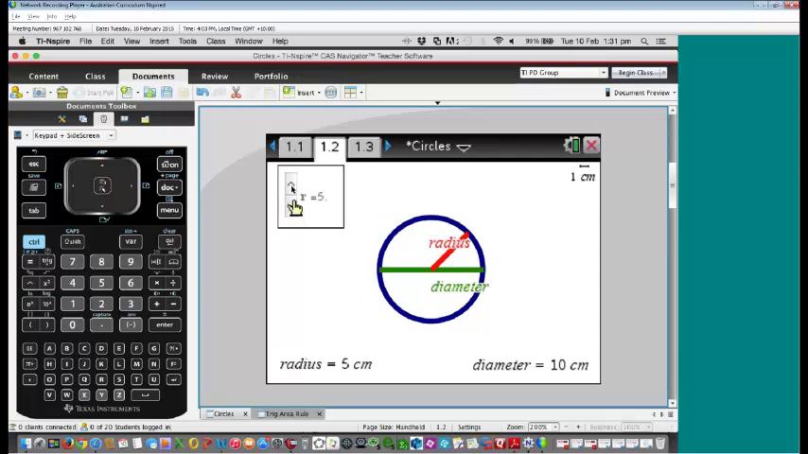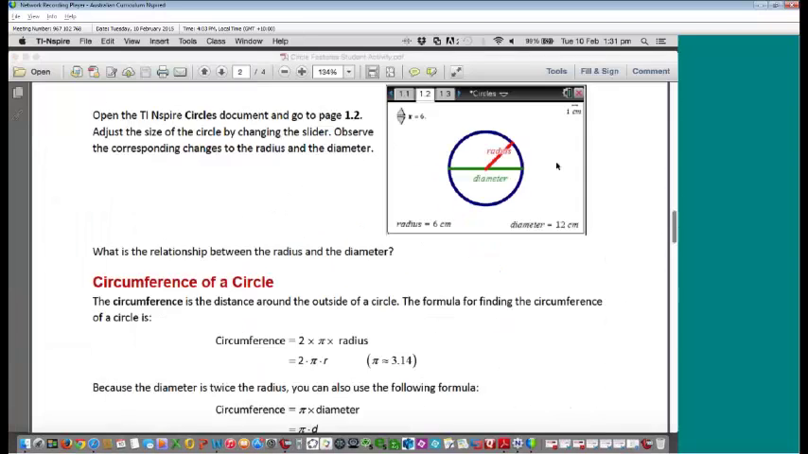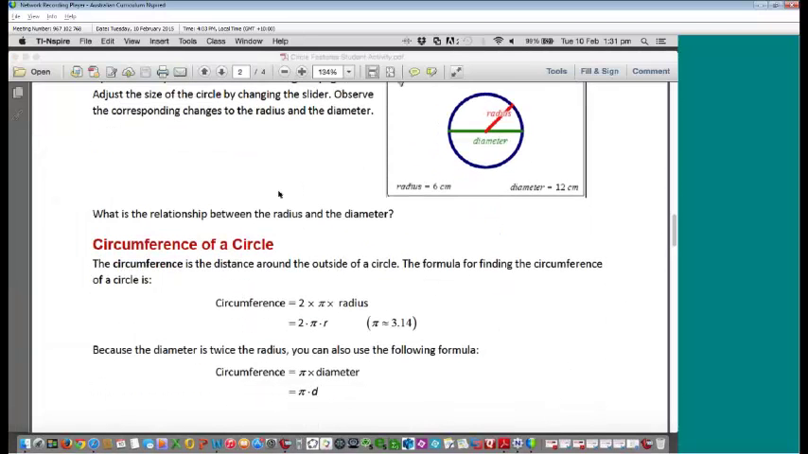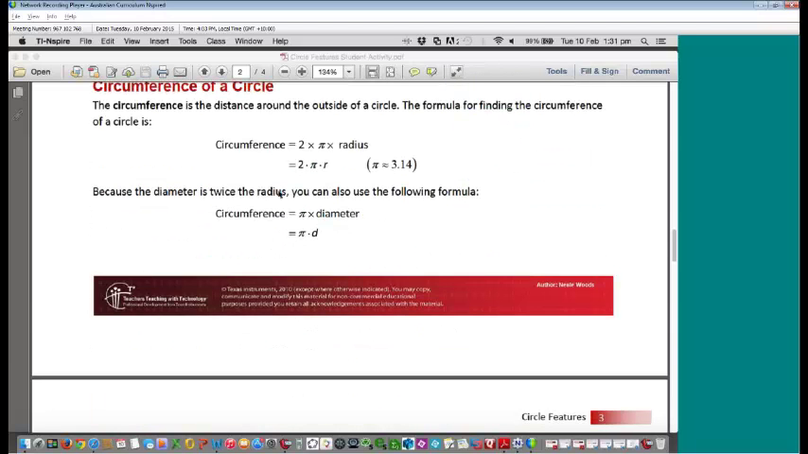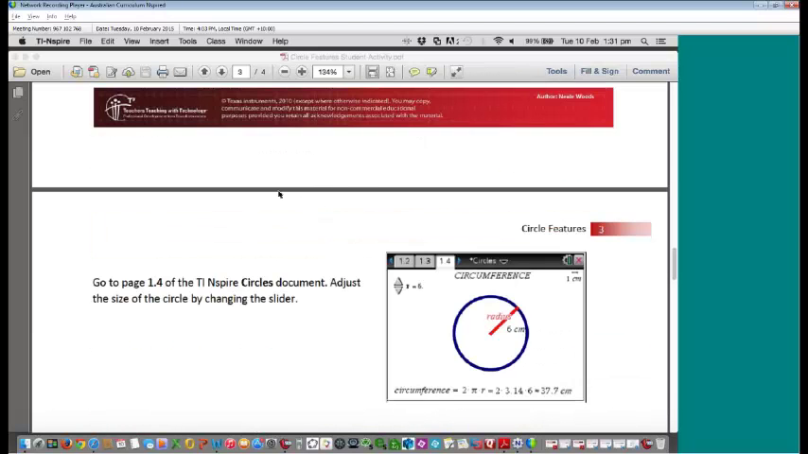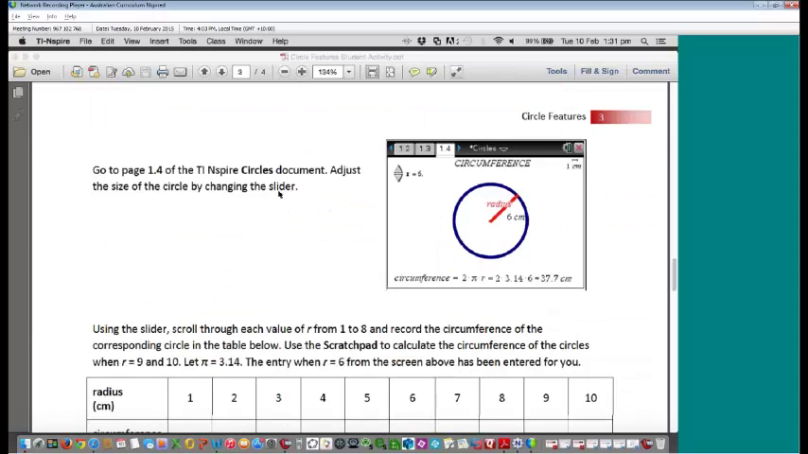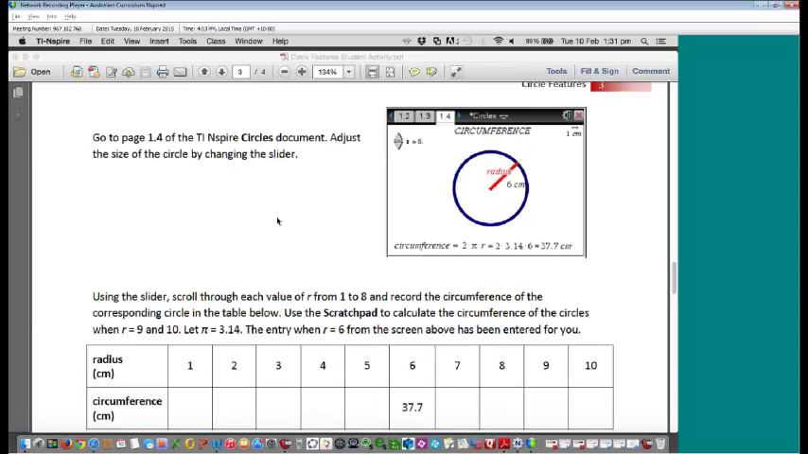So again, very easy little introduction. Hopefully the students already know about the connection, but they can see very quickly that as the radius gets bigger, the diameter is just twice the size. So if the students come back into their handout, what they'll generally find is it'll start taking them through some questions. So this talks about the circumference of the circle, talks a little bit about the connection. It then goes on and talks about how they can adjust their sliders. So again, very interactive, very self-explanatory, so the students can go at their own pace.